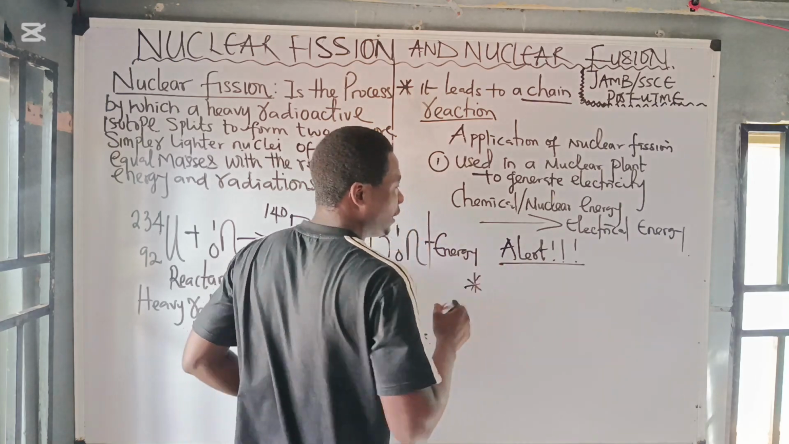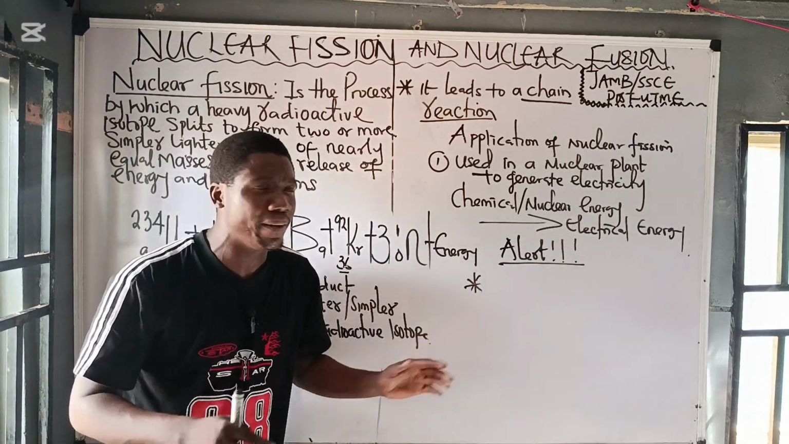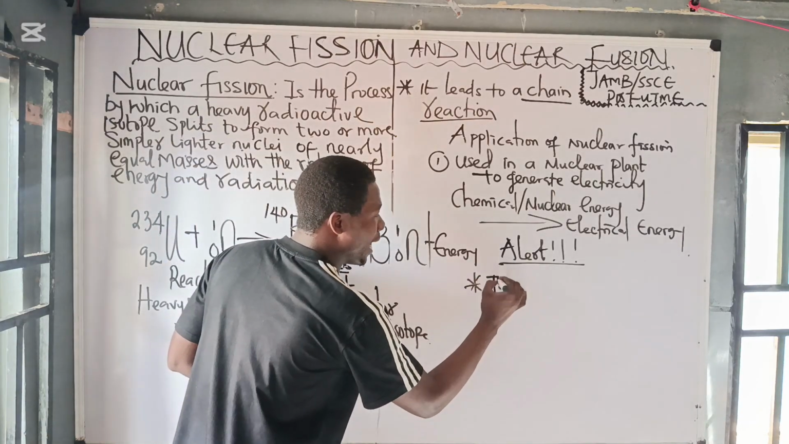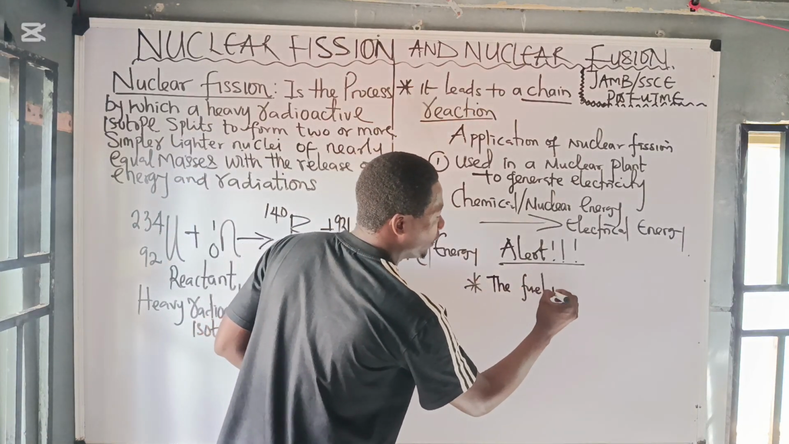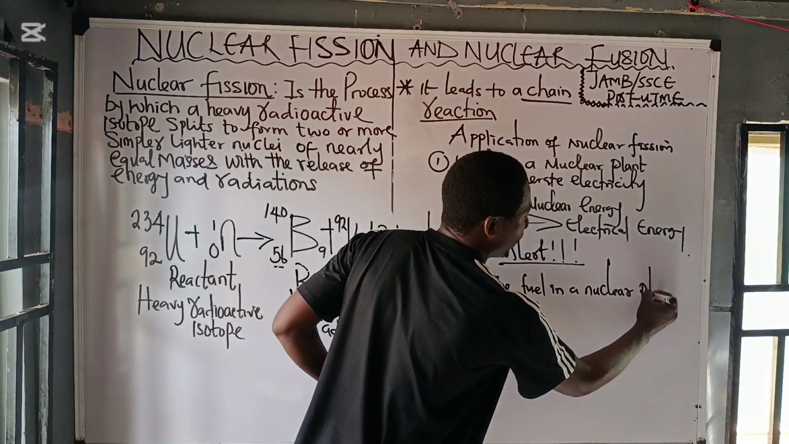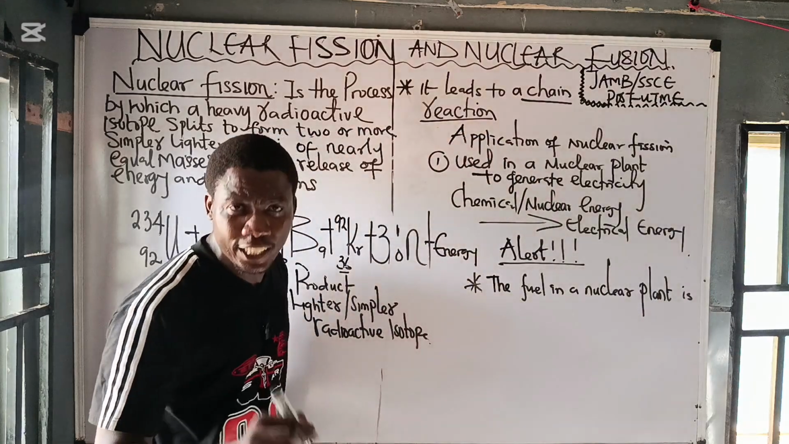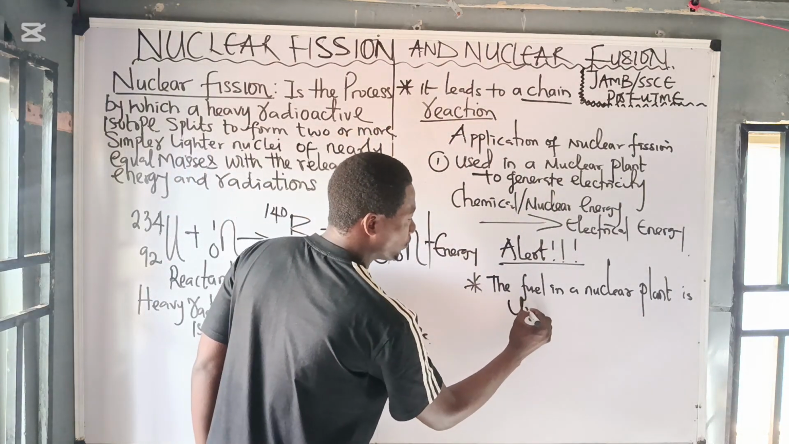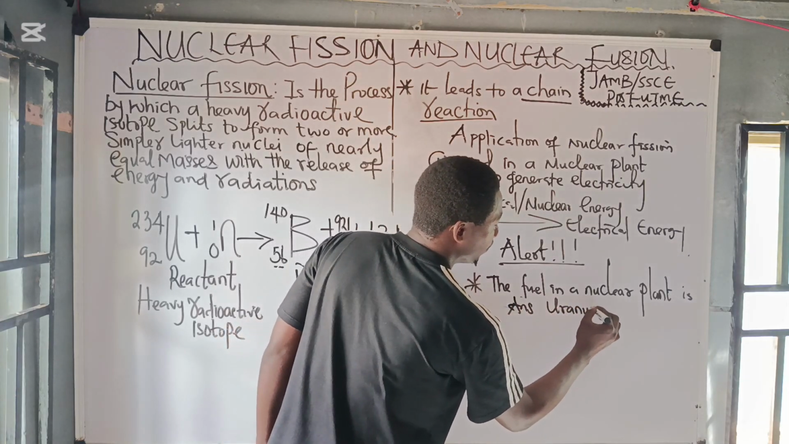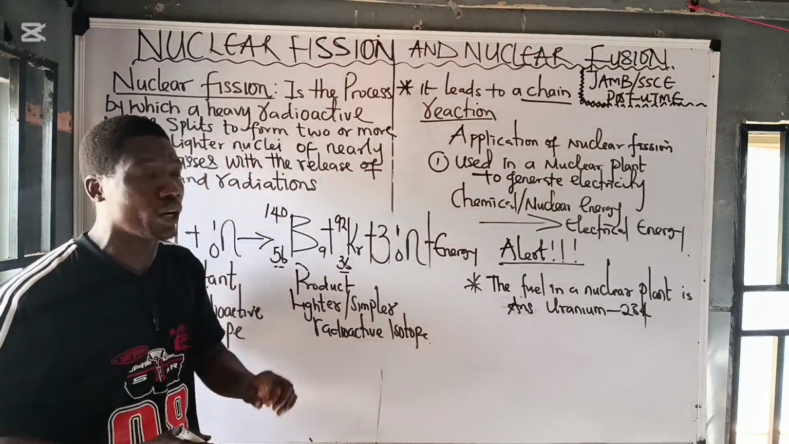Alert number one, that you are likely to see in your JAM exam or your SSC exam or other related exams, is this. You must understand that the fuel in a nuclear plant is what? What's the fuel in a nuclear plant? The answer is uranium. Uranium-234. That's the fuel in a nuclear plant.